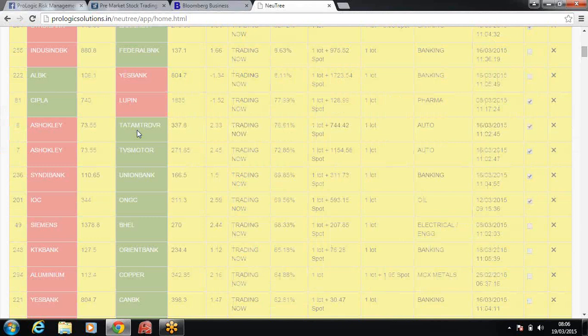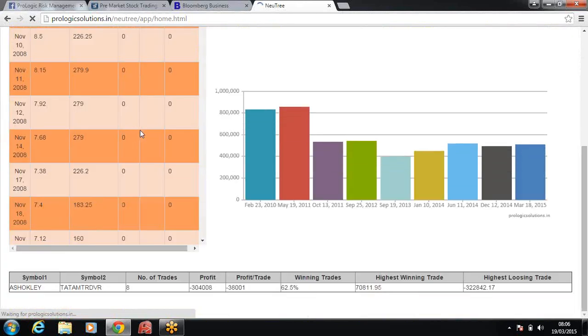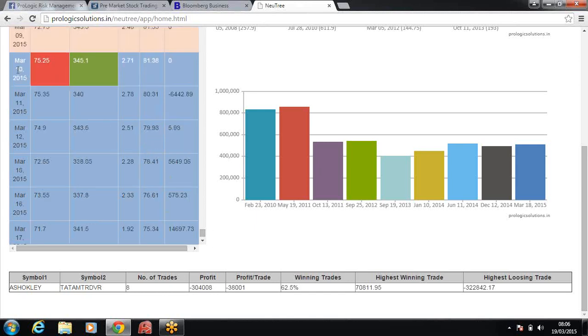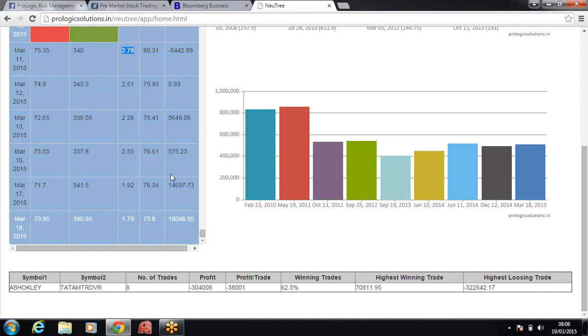Let's come to Ashok Leyland and Tata Motors. Good call. I think it's still running. So on 10th March we got this call. We short Ashok Leyland and bought Tata Motors DVR. The 2.7 is the Z-score. It increased the next day and then subsequently it fell down.